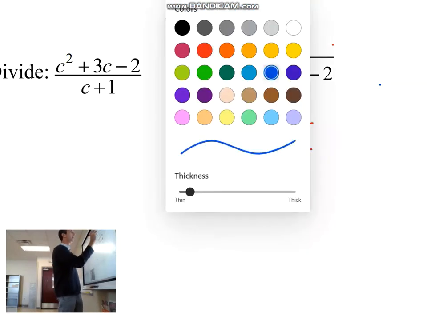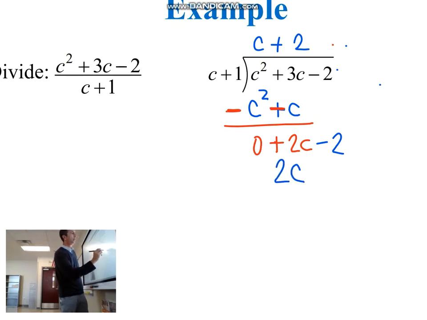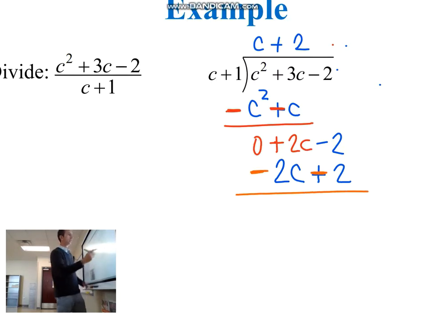Now the next thing, you're gonna bring down the minus 2, okay, bring down, and you're gonna divide first positive 2c by c, plus 2. Multiply positive 2 by c plus 1, and then you will have 2c plus 2, right? Subtract, change the sign. This is the subtraction. It's negative 2c minus 2, positive 2c minus 2c, 0, negative 2 minus 2, negative 4.